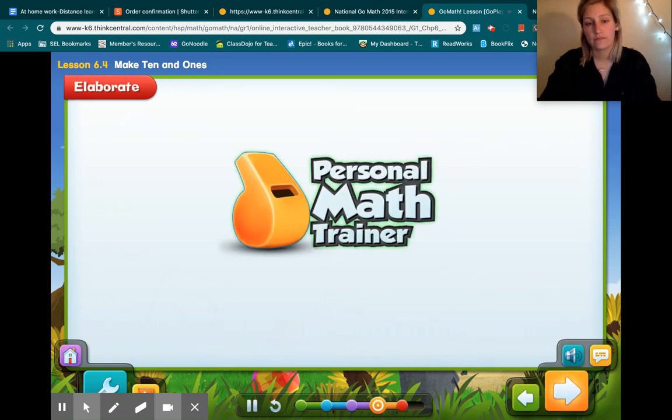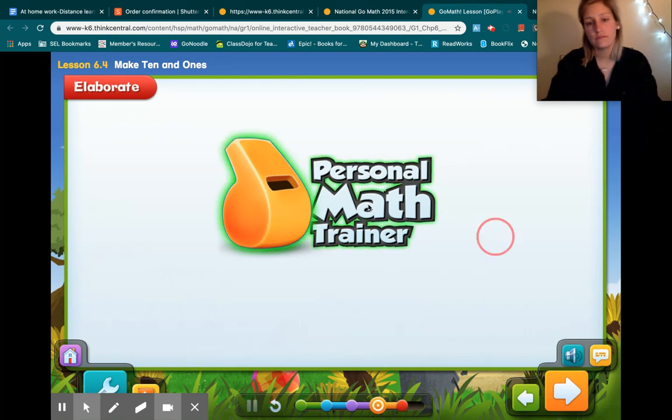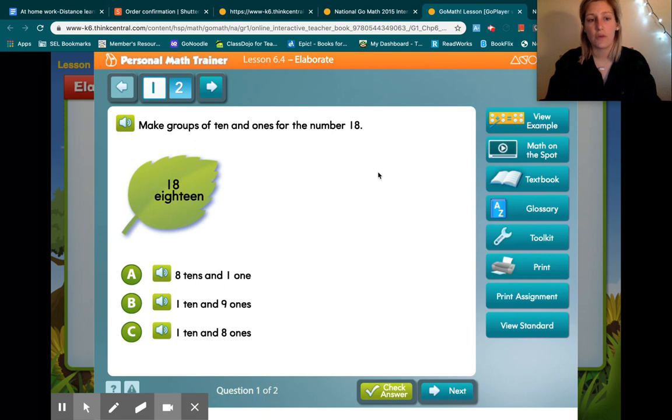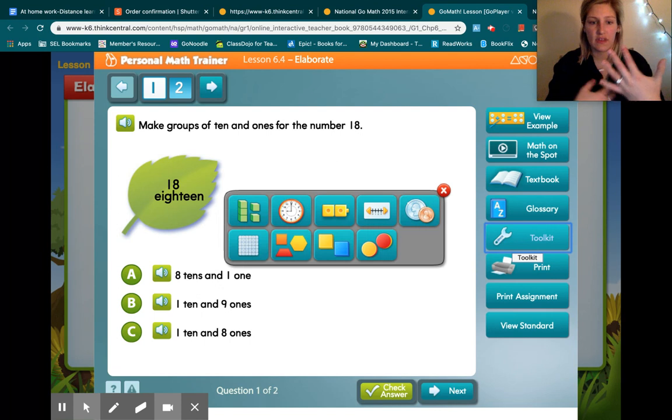Now let's practice with the personal math trainer. So this is when we're going to use those quick pictures to help us out, okay? So it says make groups of 10 and ones for the number 18. So 18, we see it right here. Let's think about that number 18. Mrs. Maris is thinking about making it. I want to start with the 10 frame to even figure out how many 10s we're working with and how many ones. Then we can break it down from there.